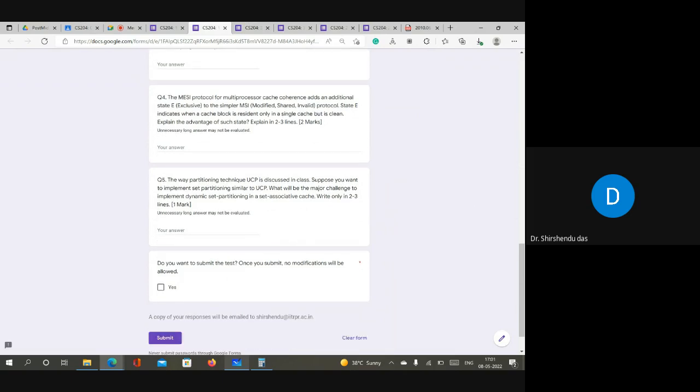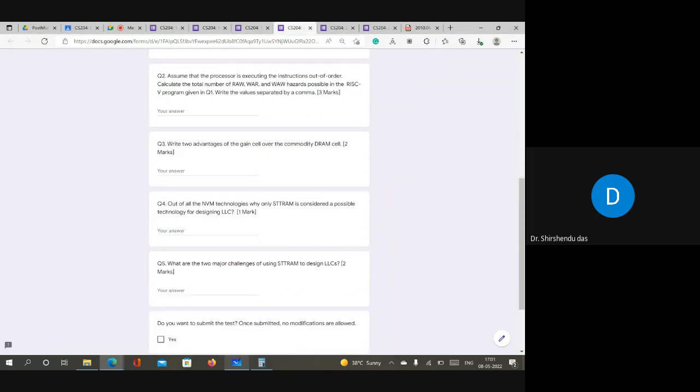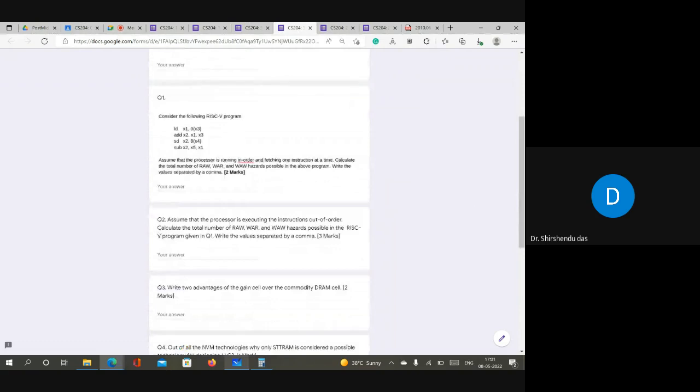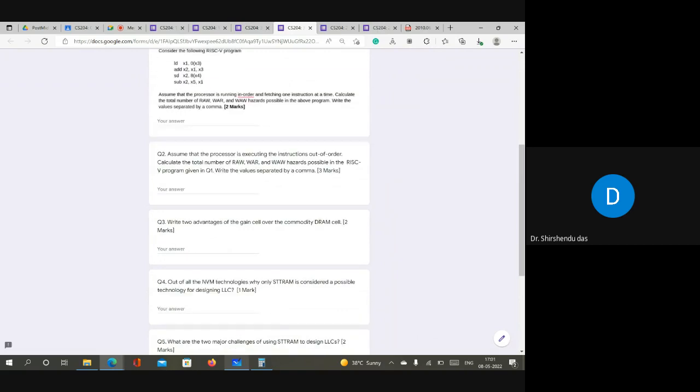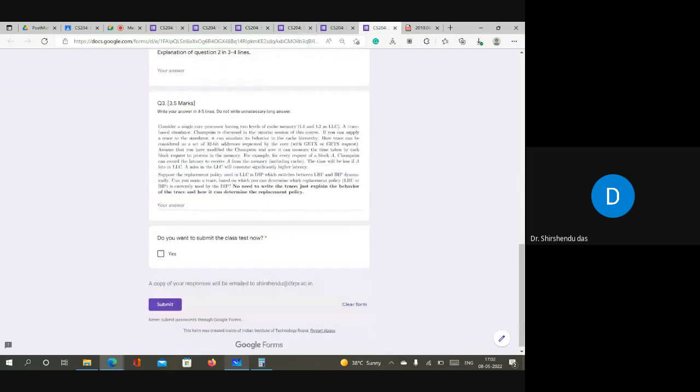And way partitioning, question number 5, I said the problem here is set mapping, right? So if I go to the third class test, as I said in question number one, there will be no WAR hazard and WAW hazard because it is in-order execution. And when we go to question three, when I consider that this is out-of-order execution, the RAW hazard will be the same. There will be three RAW hazards and there will be one WAR hazard and one WAW hazard in this program, right? And then I think non-volatile memories I have explained also.